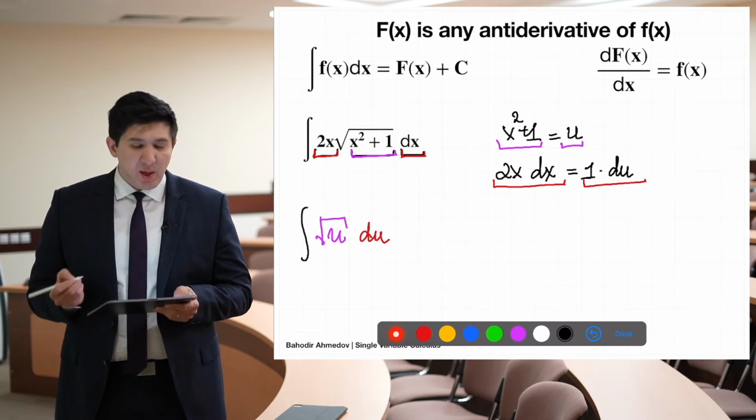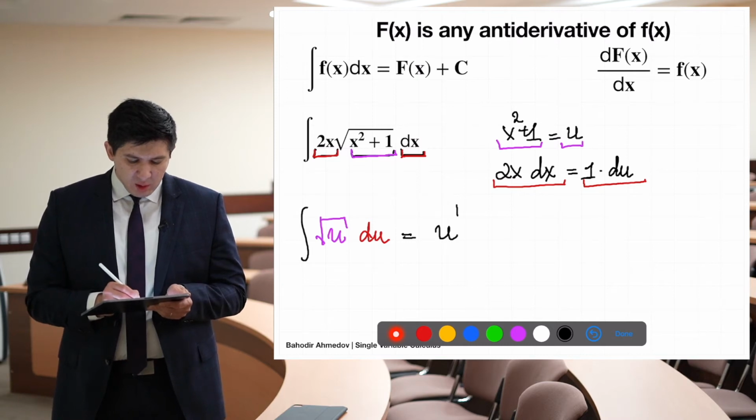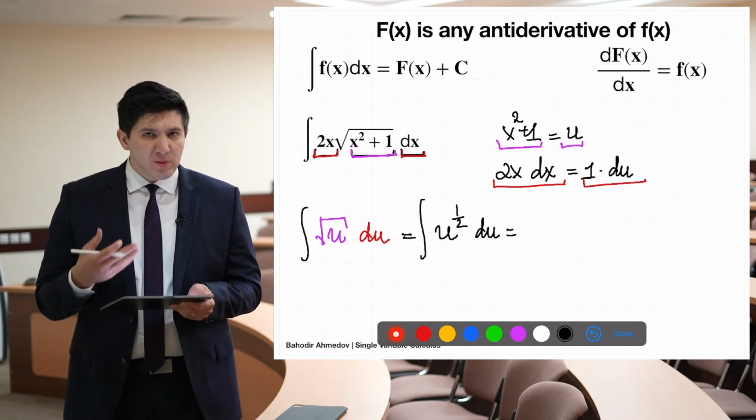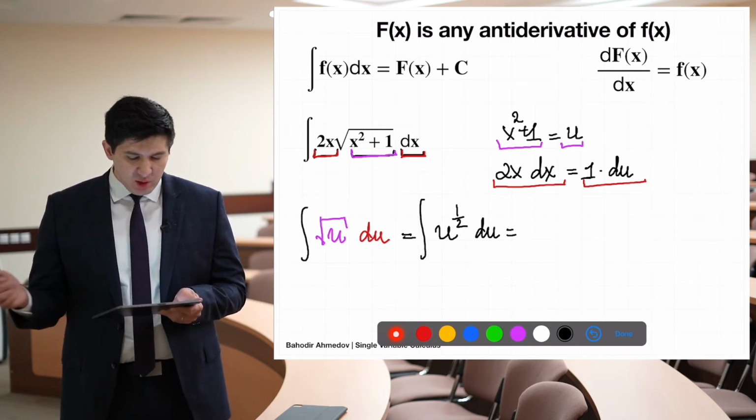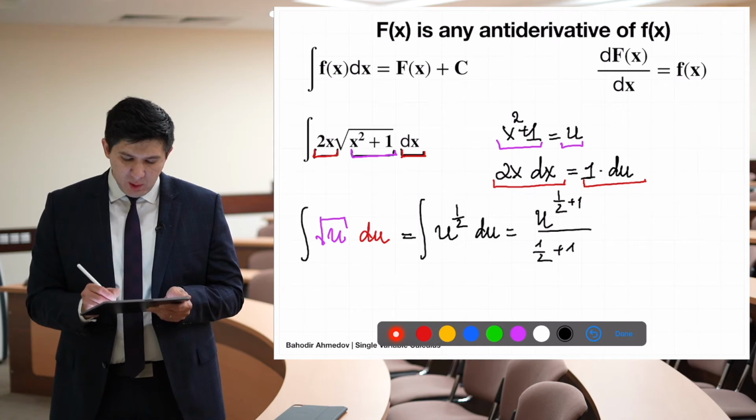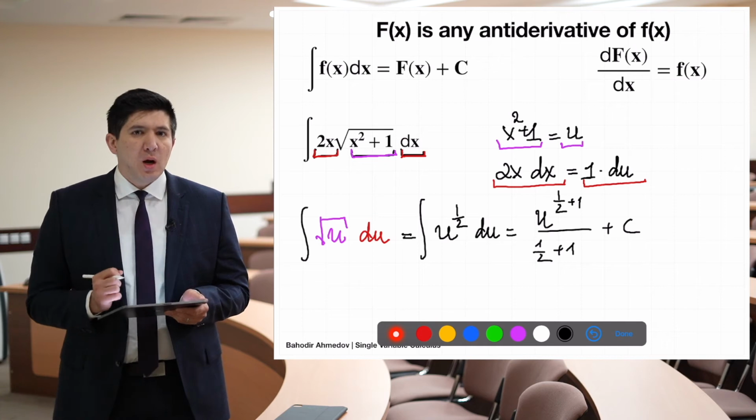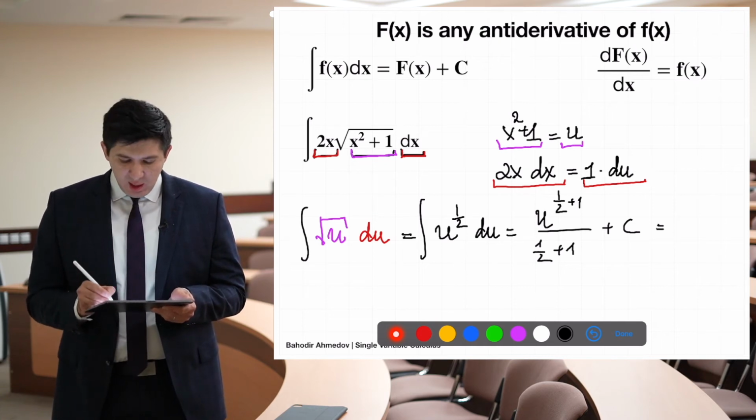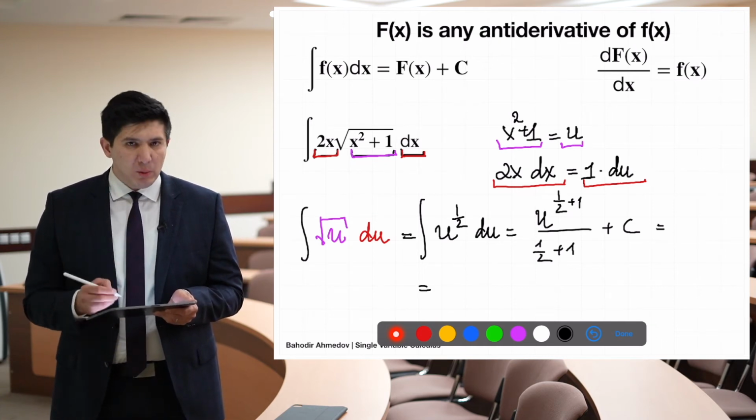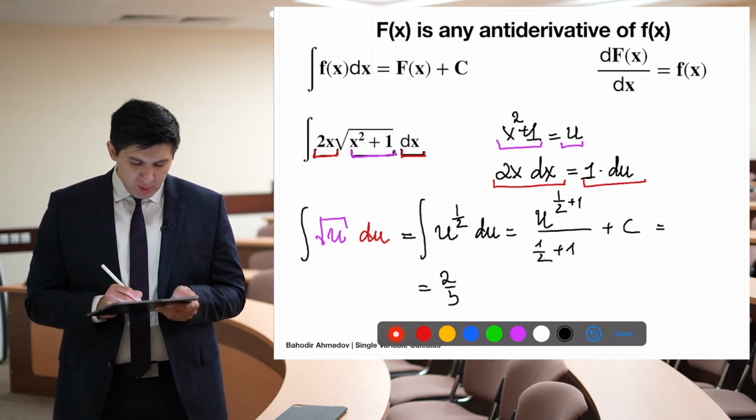And you know, I can integrate this. Its integration is going to be the integration of u to the power of 1 over 2 with respect to u. And if you remember, the antiderivative of the power function is found using the following formula: u to the power of 1 over 2 plus 1, divided by 1 over 2 plus 1, plus some constant, because this is the indefinite integral where the borders are not defined. Then in this case, on the denominator you've got 3 over 2. If it goes to the numerator, it becomes 2 over 3.